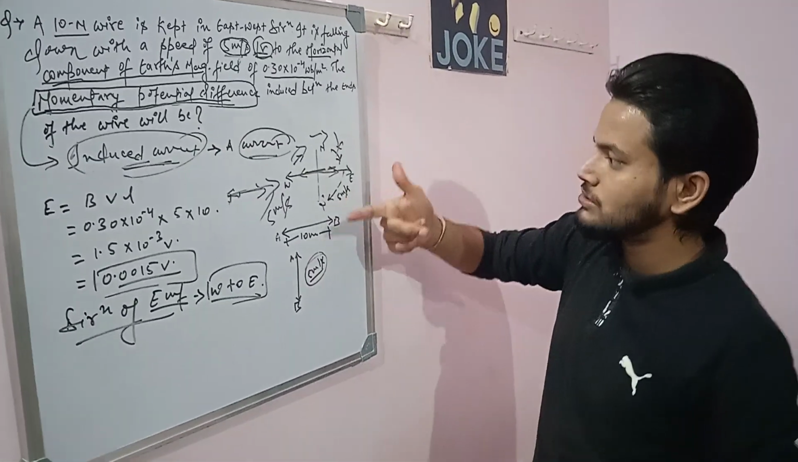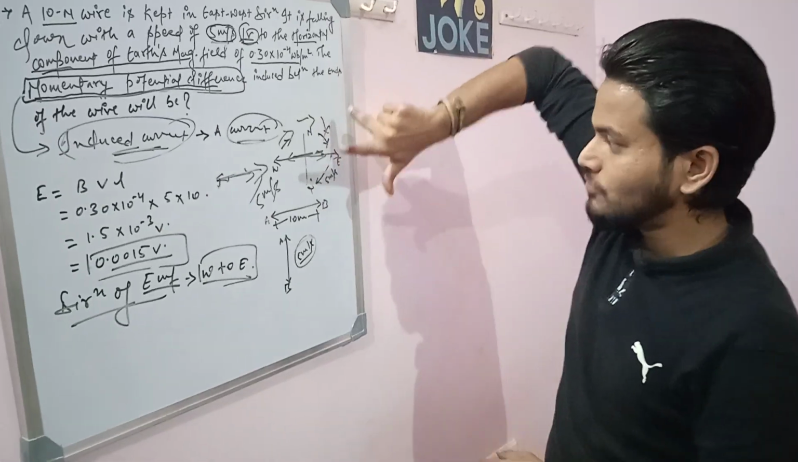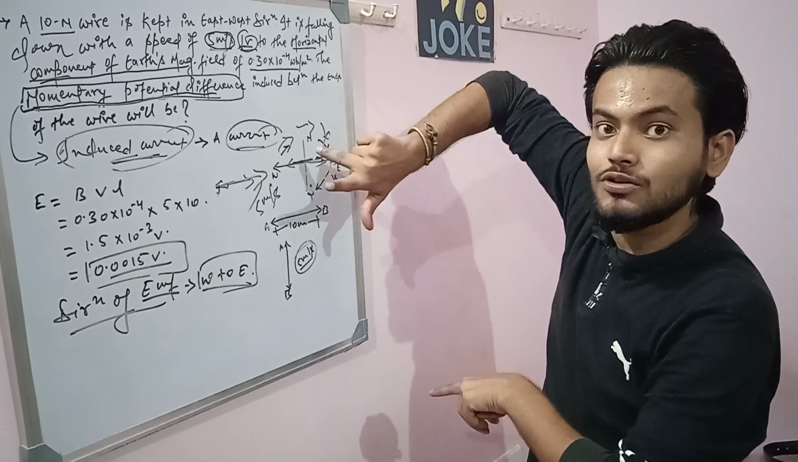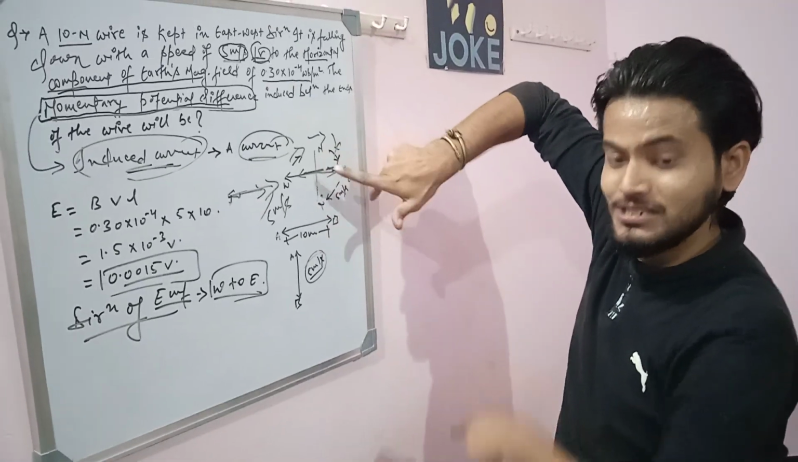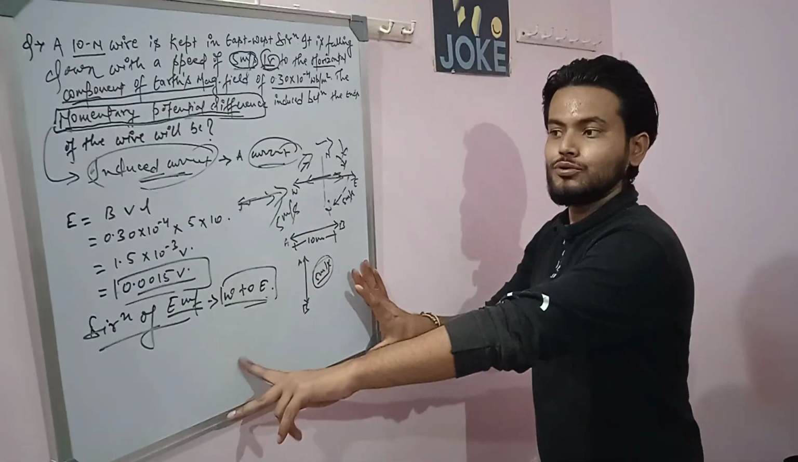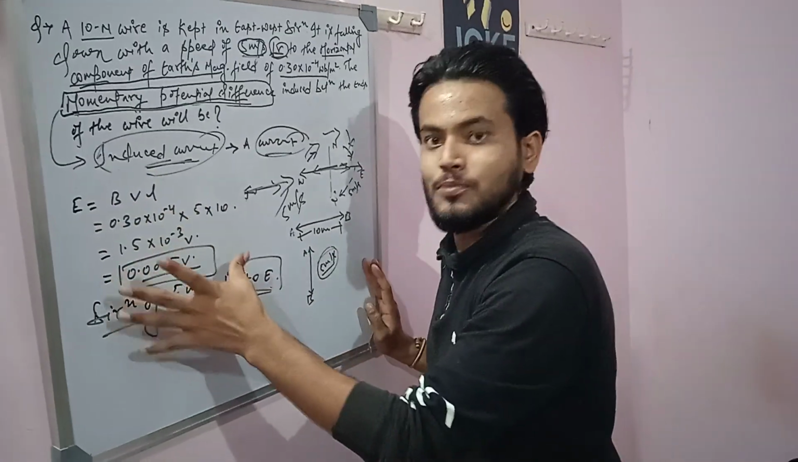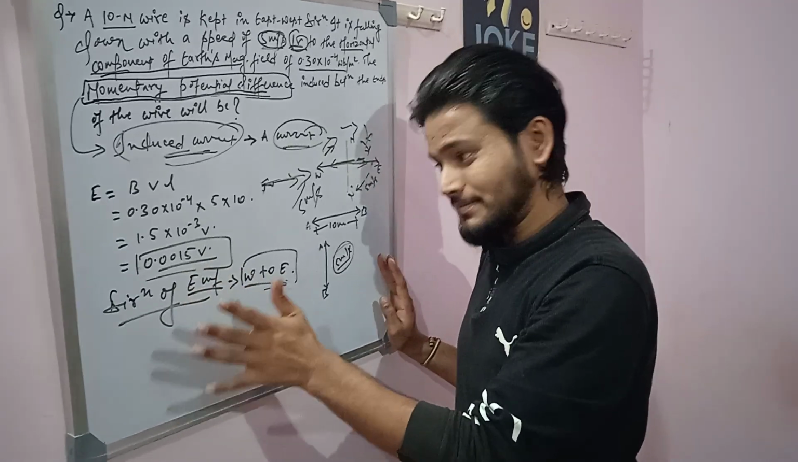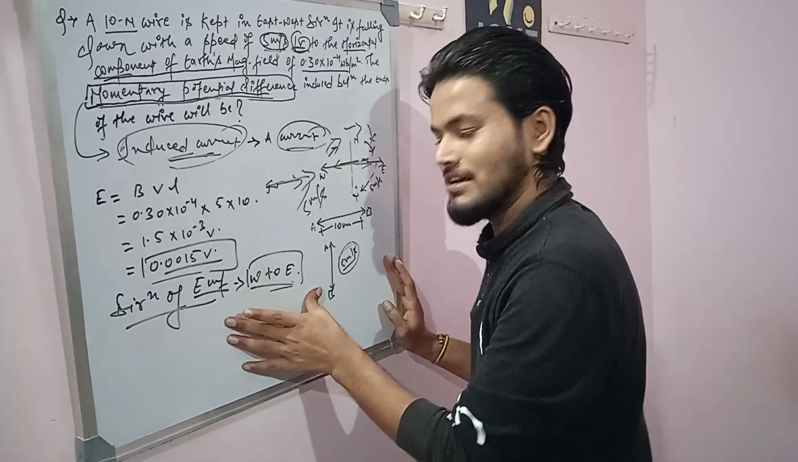How was the motion of the conductor? It was downwards, right? The motion of the conductor was downwards and all three are perpendicular. So what will be the direction of induced current? It is coming from west to east, right? That's why it is west to east. Now, the EMF which is produced by the induced current is 0.000015 volt. And what is the direction? Direction is west to east.